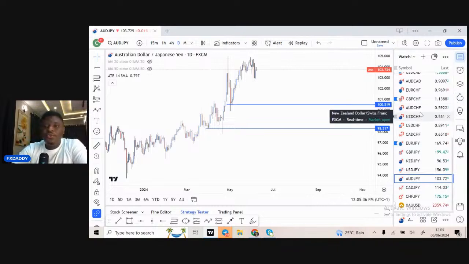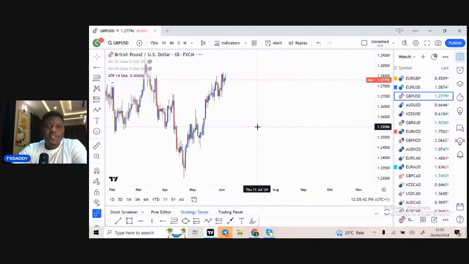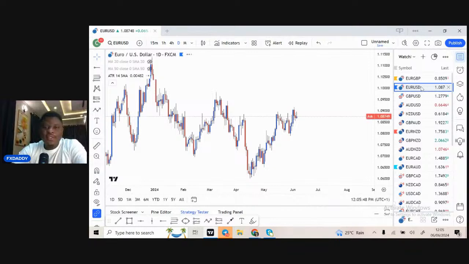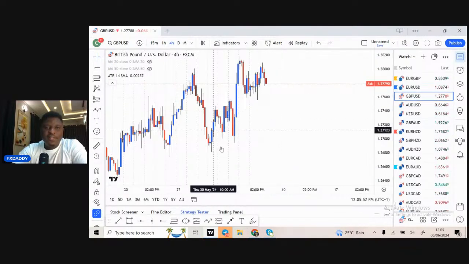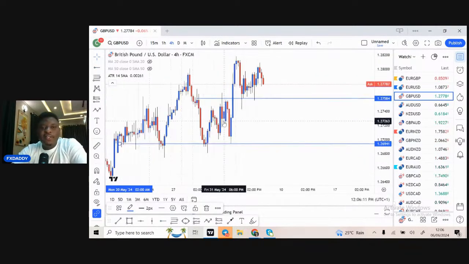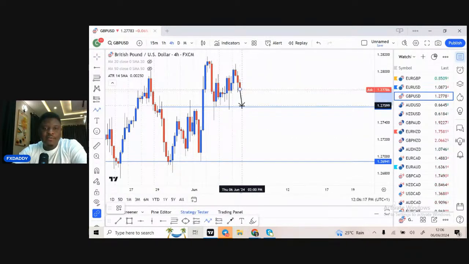So let's check on GBPUSD. On GBPUSD, we are seeing that we are still on an uptrend, just like on EURUSD. And on GBPUSD, if we go down to a lower time frame, I'm seeing some possible liquidity blocks somewhere around here. I'm also seeing another one somewhere around here. All right, so this is where the market might find support, at this level here.